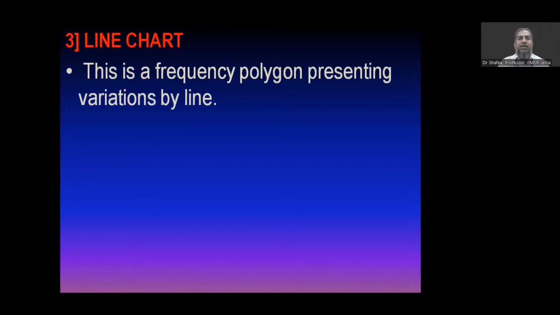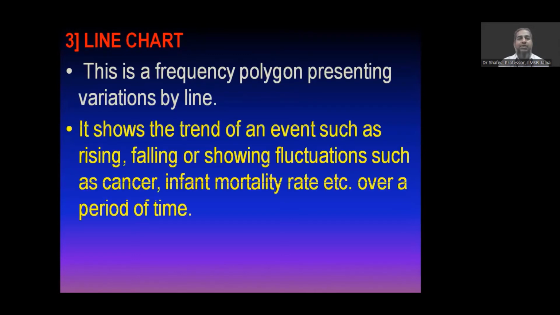This is again a frequency polygon presenting variations by line. So we put a line in this diagram. It shows the trend of an event such as rising, falling, or showing fluctuations, such as cancer or infant mortality rate, etc., over a period of time.